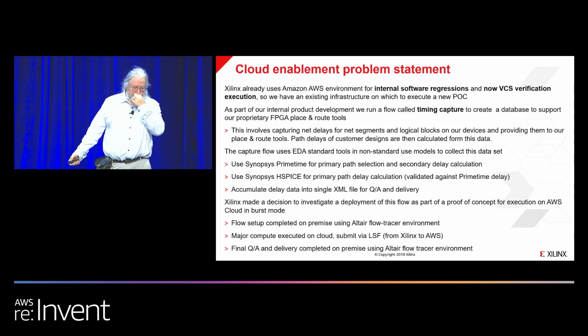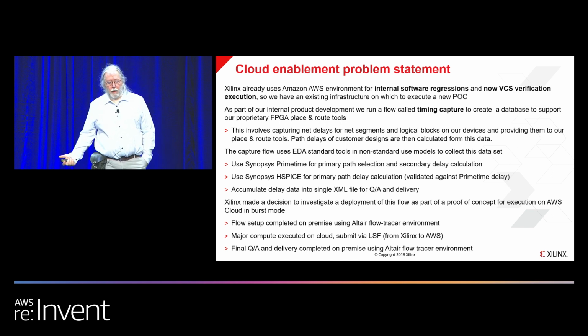So the problem statement for us is really we want to run using the Amazon environment, but we want to run using our internal flows as much as possible. We have targeted VCS as the initial target because that's the thing that peaks on our queue most often, and it's a natural thing to move over. We're also interested in back-end flows. Synopsys Primetime and HSpice is one of the flows that we targeted to go look at and use.